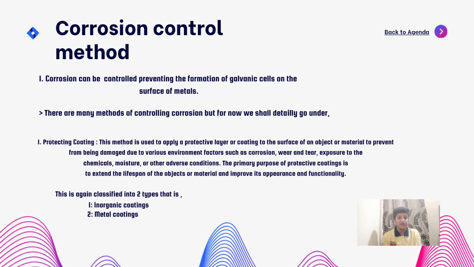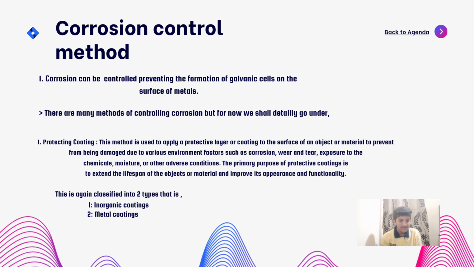Let's see about corrosion control methods. Corrosion can be controlled by preventing the formation of galvanic cells on the surface of the metals. There are many methods of controlling corrosion, but for now we shall go into detail on protective coating. This method is used to apply a protective layer of coating to the surface of an object or material to prevent it from being damaged due to various environmental factors such as corrosion, wear and tear, exposure to chemicals, moisture, or other adverse conditions.